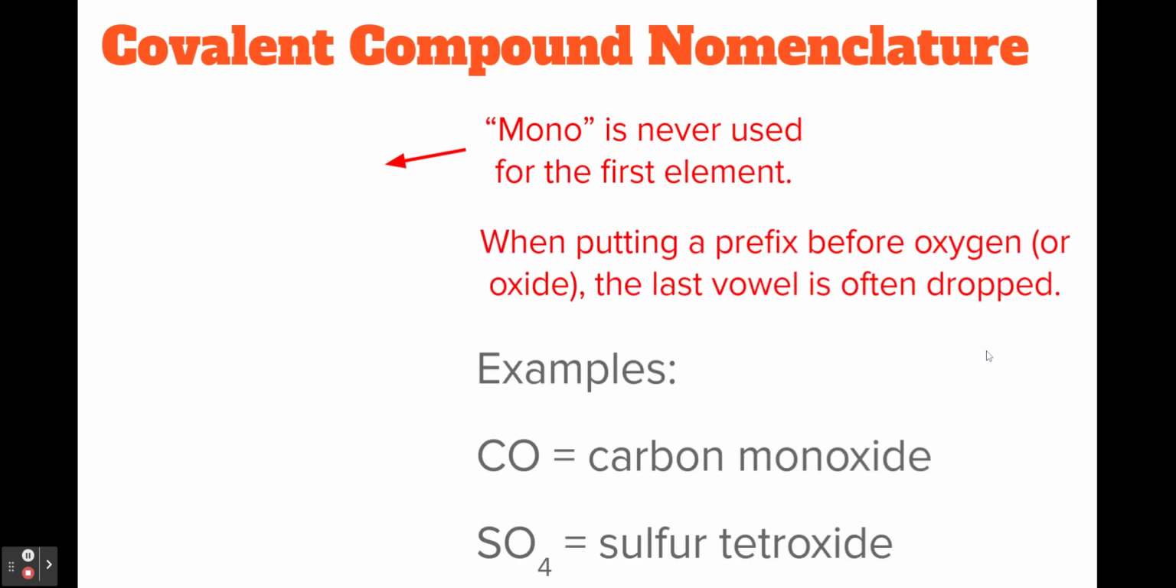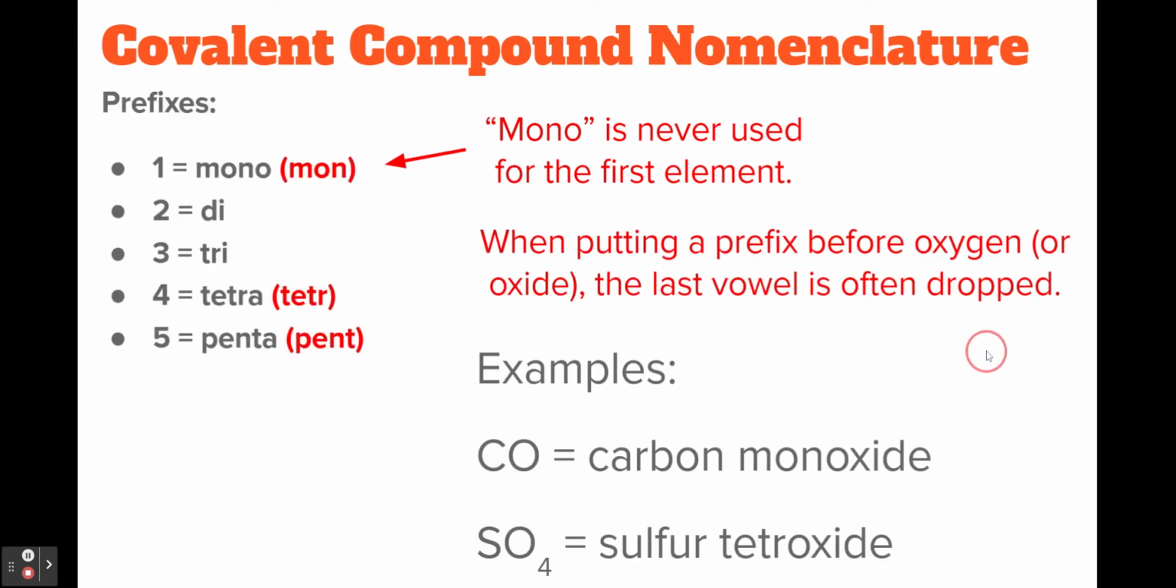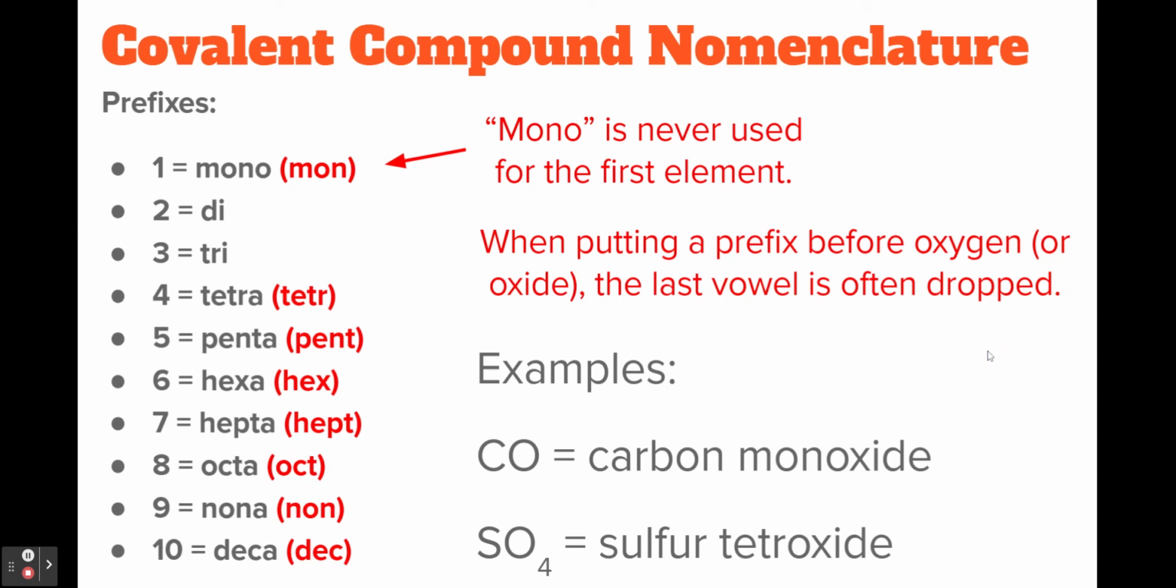And the other thing that you need to know is that sometimes, especially in the case of oxygen, you will drop the last letter of the prefix before oxygen. So if you want to say 1 oxygen, it would be monoxide, not monooxide, because how that would read would be monooxide. So having 2 vowels right next to each other can be kind of awkward, and since oxygen starts with a vowel, we drop the last vowel of the prefix.